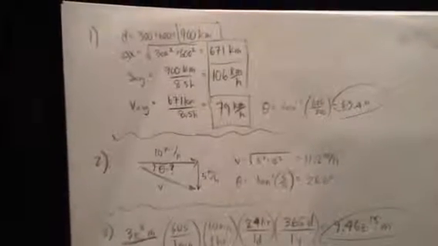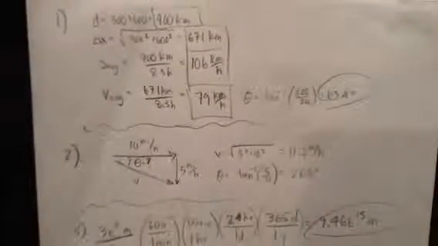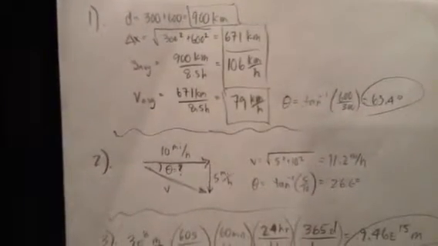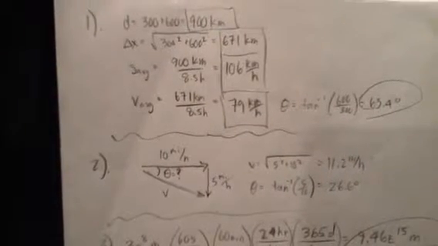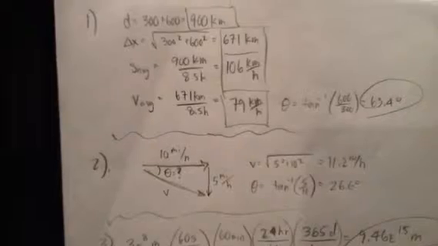The displacement, you had to use Pythagorean theorem, so it was 671 kilometers. The angle for the velocity and the displacement is 63.4 degrees. Average speed is total distance divided by 8.5 hours, which was the total time. So the average speed is 106 kilometers per hour, whereas the average velocity was only 79.